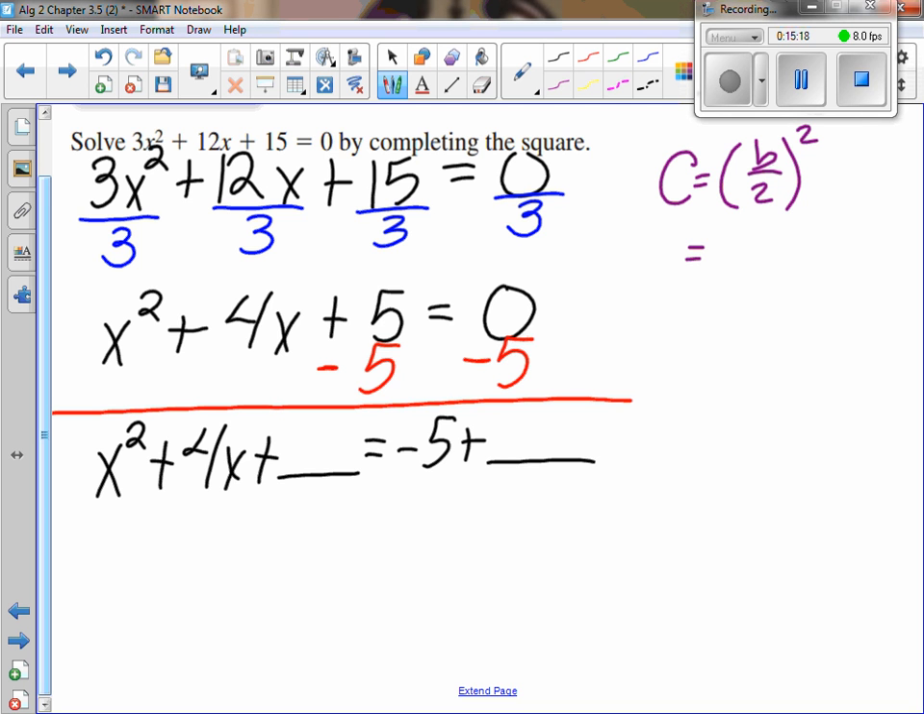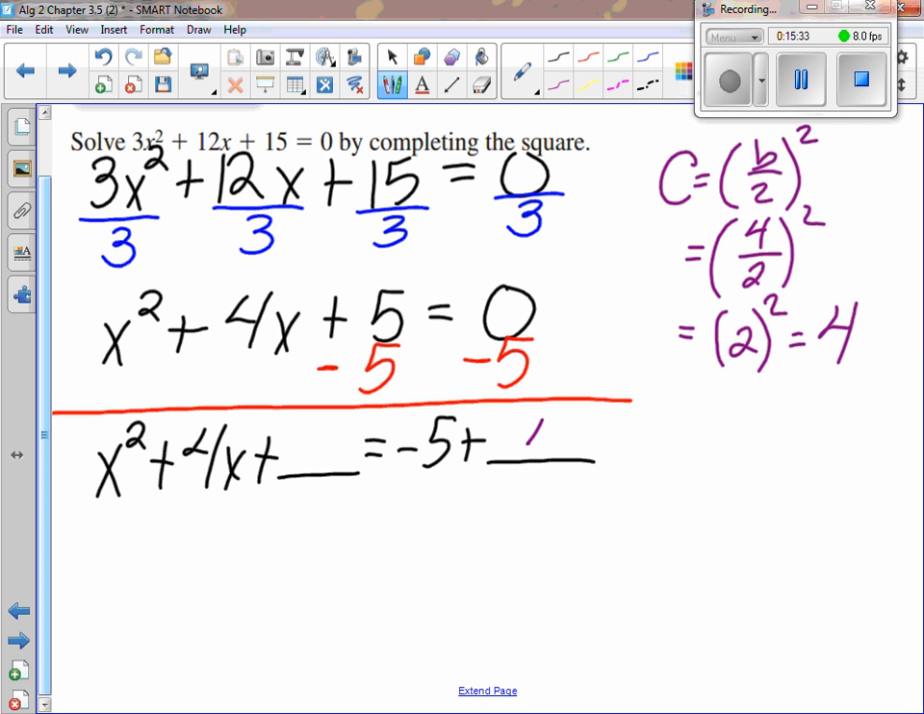Now, what is the value of b? It would be a positive 4 because it's plus 4x. Now, 4 divided by 2 is 2, and 2 squared is 4. So the perfect square trinomial that we're looking for is x squared plus 4x plus 4.